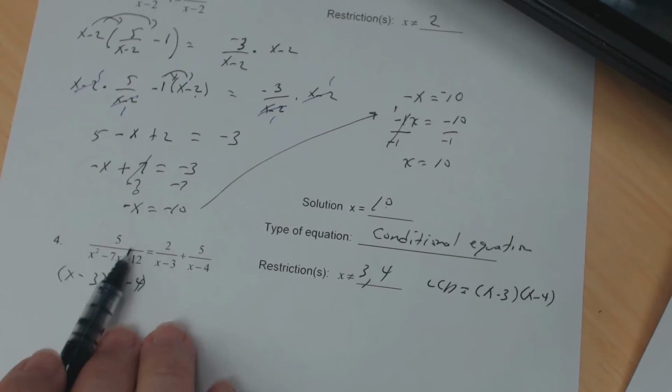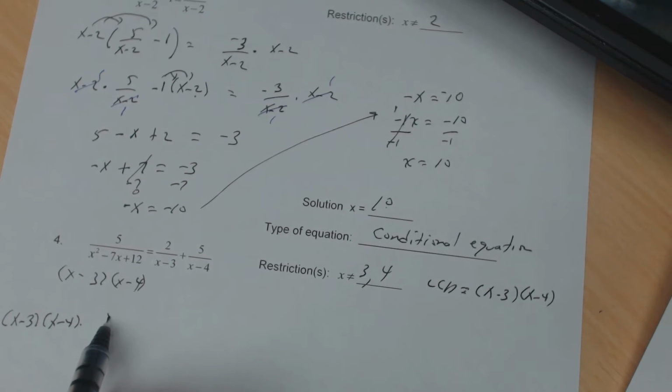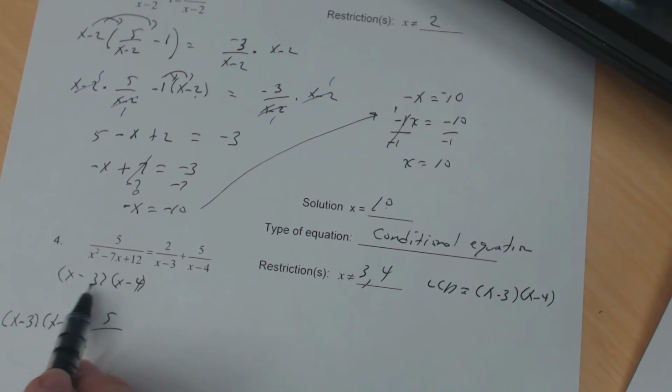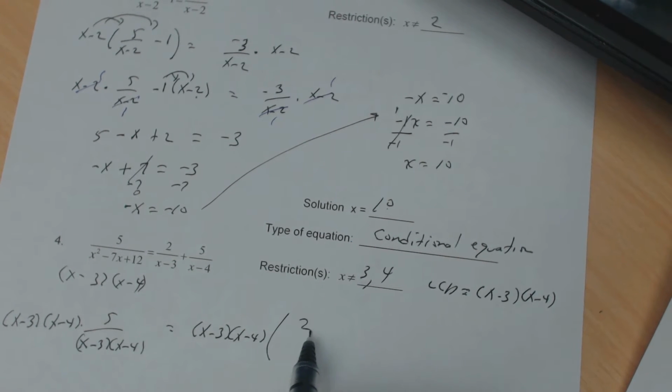Now, just like I did with the previous one, I'm going to do the same thing. The left side is just one fraction, so I'm not going to put it in parentheses. I'm just going to say the LCD times the first fraction, and go ahead and write this factored part so you can see what factors you can divide out. Equal, now since those are two fractions, I'm going to put them in parentheses and multiply by the LCD: 2 over x minus 3 plus 5 divided by x minus 4.